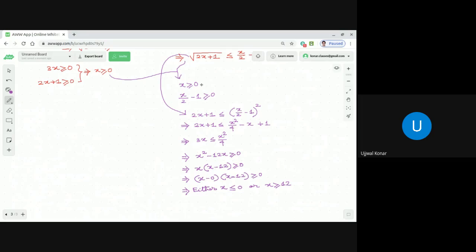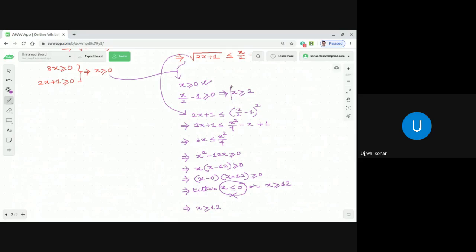But we already understood that x should be greater than or equal to 0. So this x less than or equal to 0 is not an acceptable solution. So what do we get, dear students? We get this implies x is greater than or equal to 12. That is an acceptable solution. Correct or not, dear students? And from here, what do we get? From here, we get x is greater than or equal to 2. Correct or not?